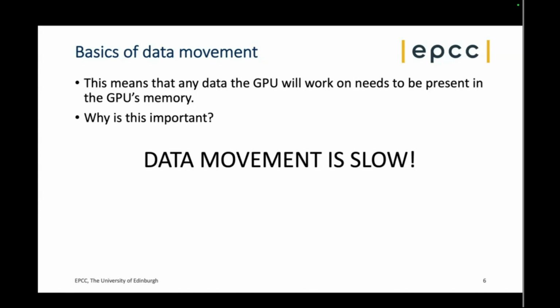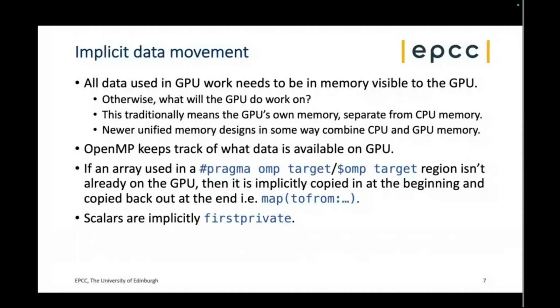So OpenMP tries to be clever, and as we said before, it will try to do the right thing. But generally speaking, it might fail, and we'll see some examples where it fails to do the right thing, which means your program will expect data to be on the GPU, but it isn't.